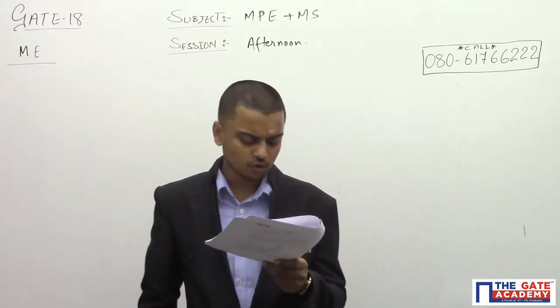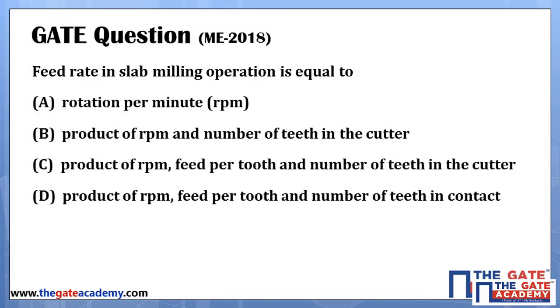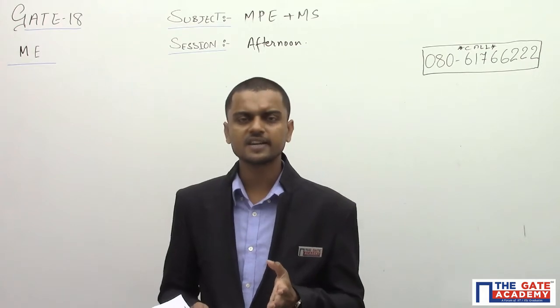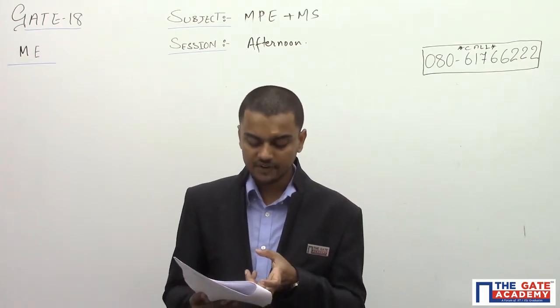Now we will discuss question number 7, which is from milling, and the question is: feed rate in slab milling operation is equal to. So generally what happens is in milling the feed rate is expressed in mm per tooth. Now we have to find out this feed rate.